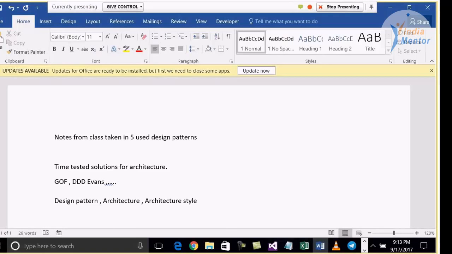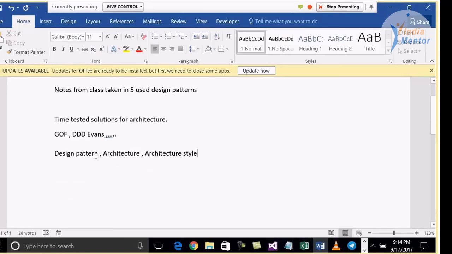MVC is an architecture pattern. MVVM is an architecture pattern. Factory is a design pattern. Singleton is a design pattern. REST is an architecture style. Service oriented is an architecture style. So we have to be very careful when we use these three words. Okay, so let me put some light on what exactly these three words mean.